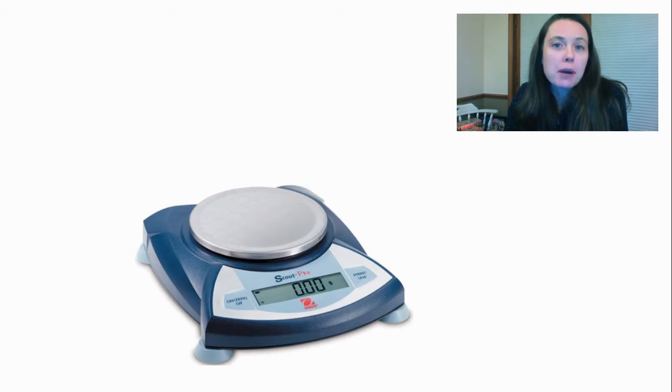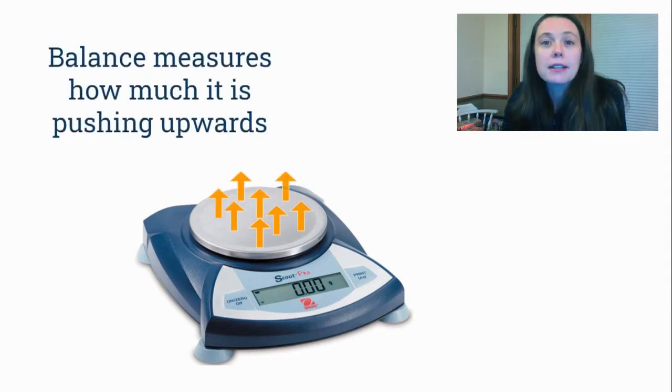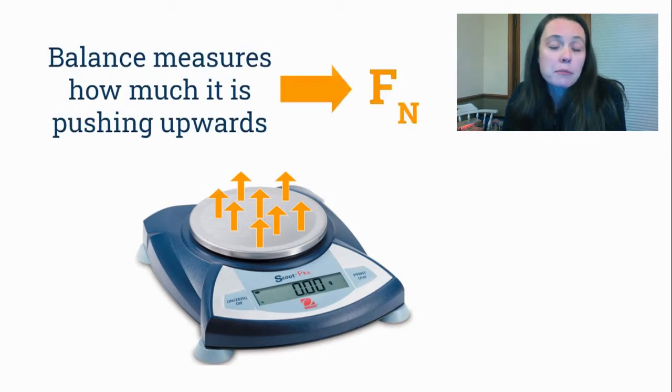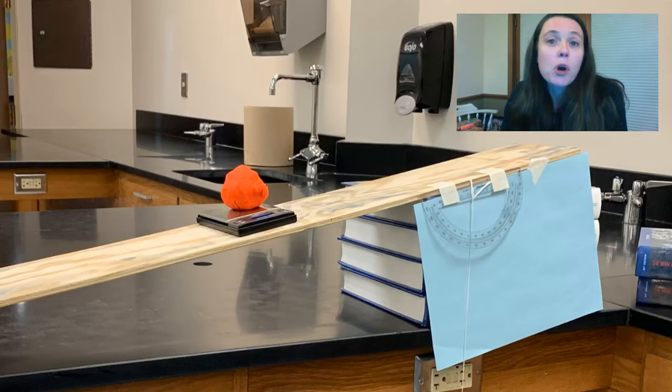But how does an electronic balance work? What is it actually measuring? If you think about the mechanism inside of the balance, all it can really measure is the amount that it is pushing upwards. The balance, in essence, only measures the normal force that it is exerting on any object. It then converts that force into grams and records the mass of our object. Throughout the course of this lab, we will be using a balance in order to measure the normal force exerted on an object as it sits on a ramp.